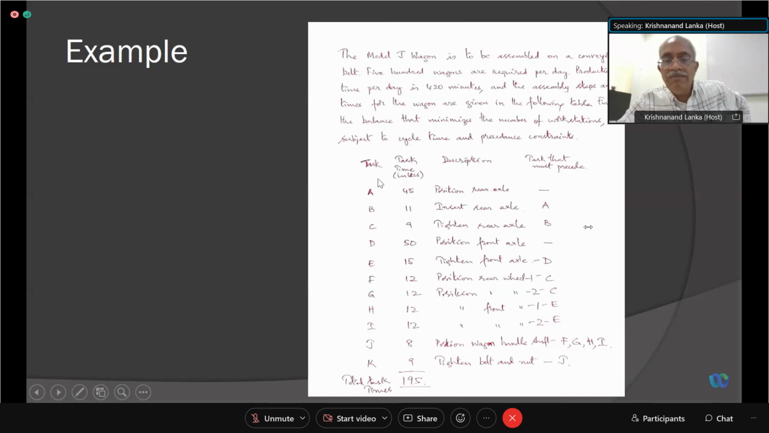So this is what we mean by the precedence requirement. That means you cannot decide the task in the way you want. For example, you cannot take up task B, insert rear axle, unless you position the rear axle. So there is a technological constraint. There is a precedence requirement.